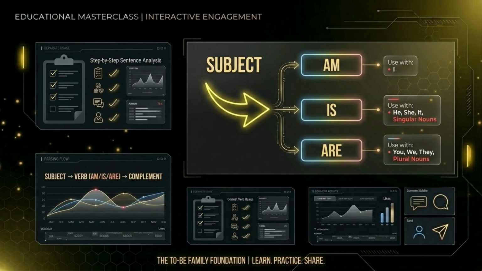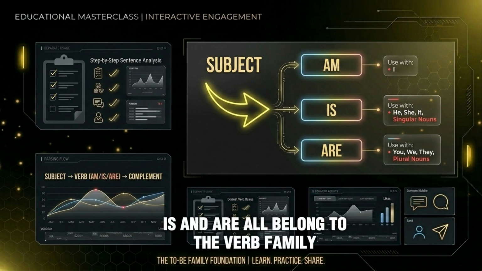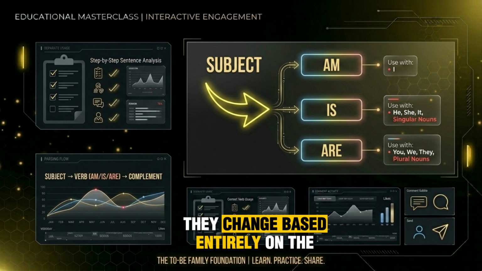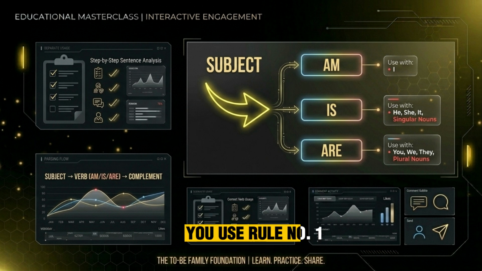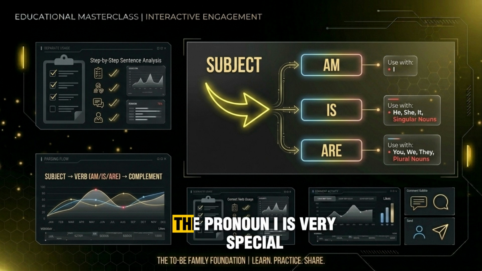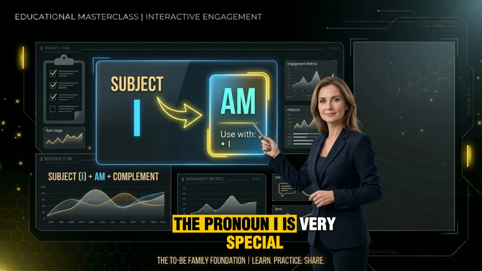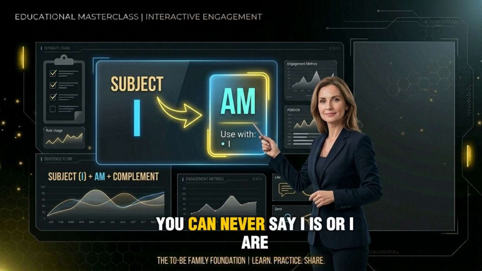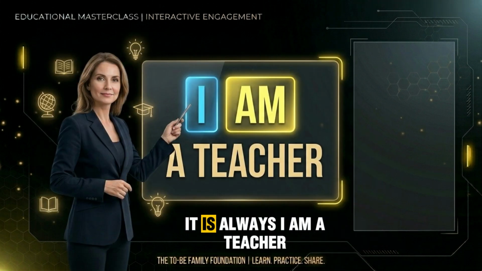Chapter 2. Positive sentences and shortcuts. Let's start with part 1, positive sentences. In English, am, is, and are all belong to the verb family called to be. They change based entirely on the subject pronoun you use. Rule number 1. The pronoun I is very special in English. It only pairs with am. You can never say I is or I are. It is always I am a teacher.